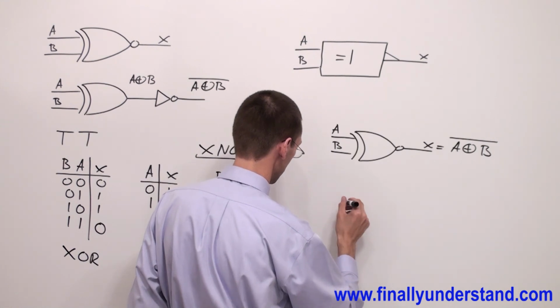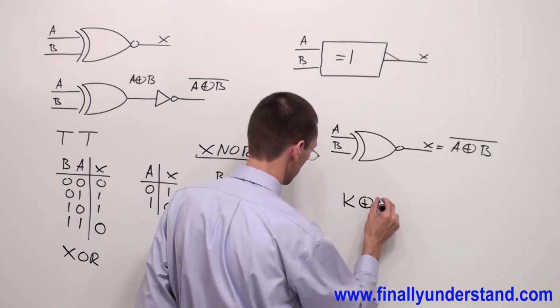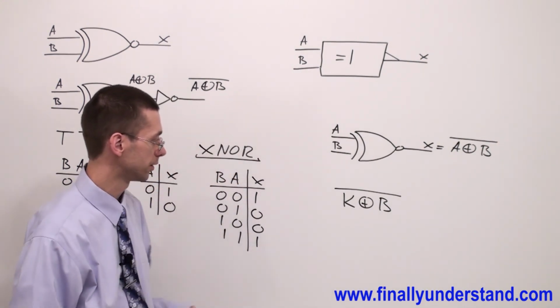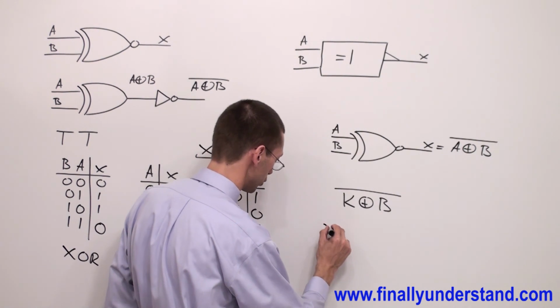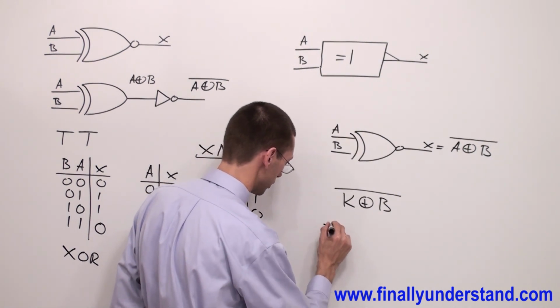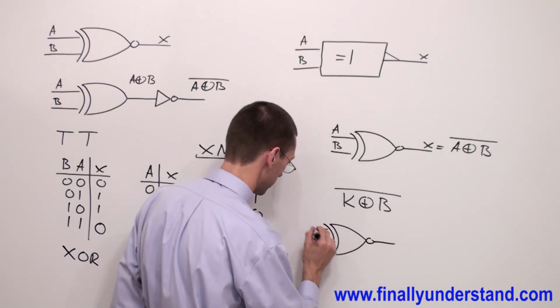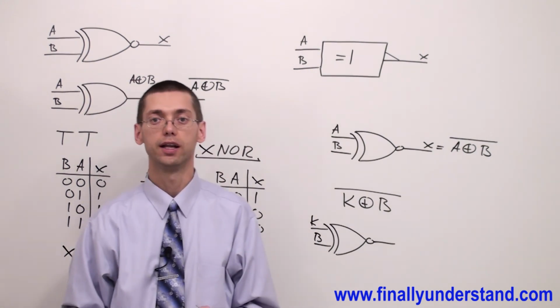For example, if you have the logic expression, for example, K exclusive NOR B, for example. So this is nothing else, just the exclusive NOR gate with two inputs, okay, which are K and B. Now let's do some problems.